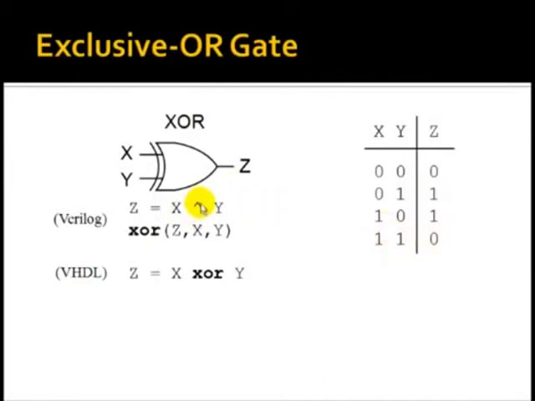In Verilog, we use this little hat symbol to indicate the XOR or exclusive OR operation. And Verilog also has the function XOR with output Z and inputs X and Y. In VHDL, again, you have to type out the word XOR.